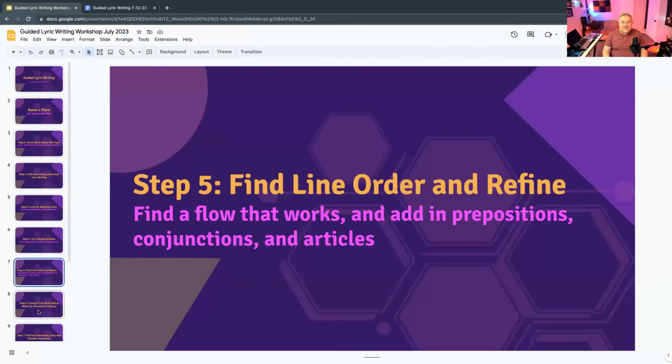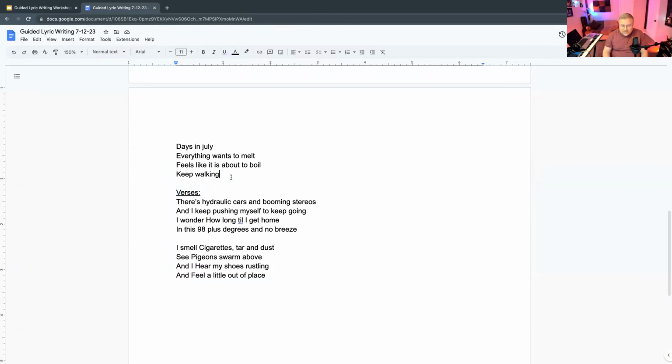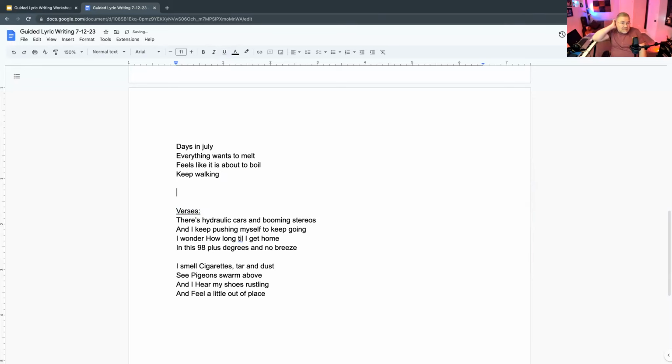So the next step in the process is now we're going to do more free writing, but this time instead of thinking about the place, we're going to free write about what the character in your song is feeling. So like what are the emotions that are happening inside the character. So the first writing that we did was really more external, more concrete detail. Where now we're going to go inside the character for 5 minutes and free write about what that character may be feeling. And I'll just leave mine on the screen as well, but try not to let it distract you.